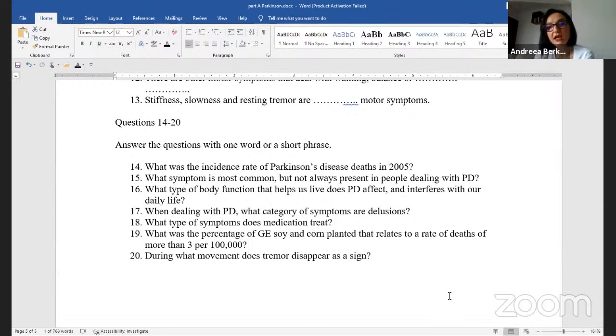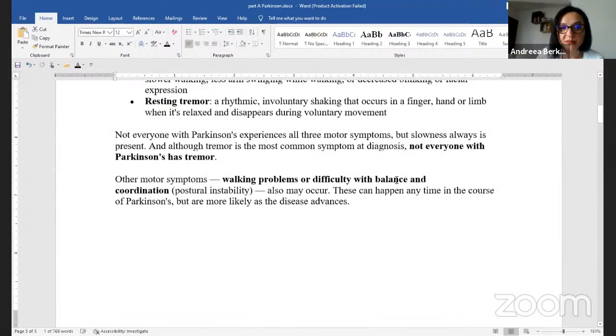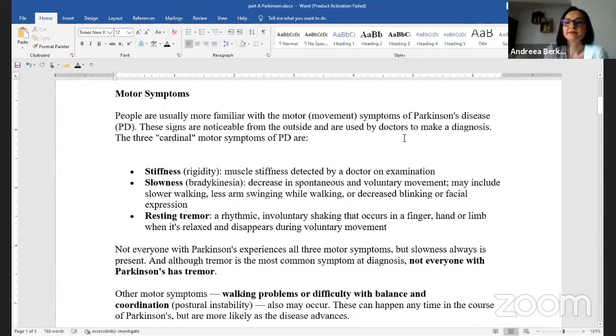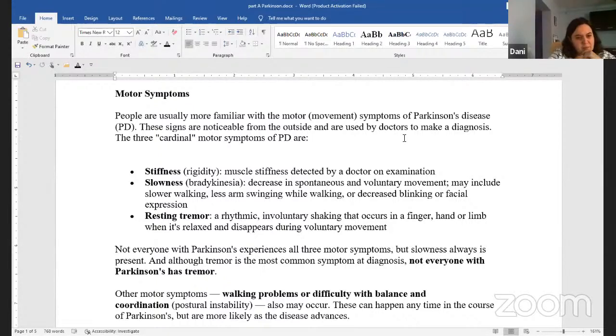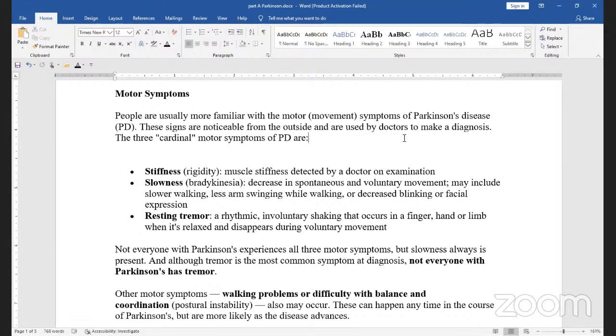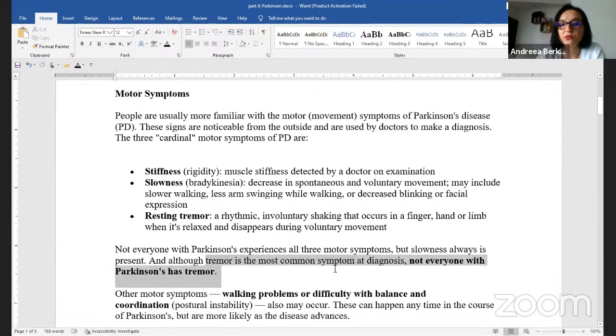The symptoms in text C, I don't think it was written in text C that these are most common. So most common means that a very high majority of people will have this symptom, but it's not always present. It is most common, but it's not mandatory. So I'll show you text B. Tremor, right. Tremor is the most common symptom. Not everyone with Parkinson's has tremor. It's actually even bolded, so you can really see that not everybody has tremor. Good.